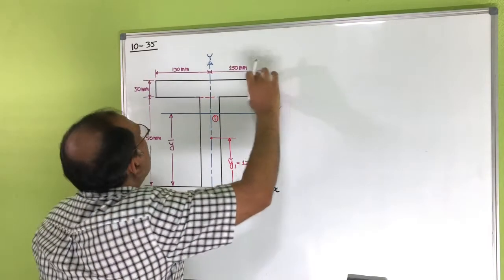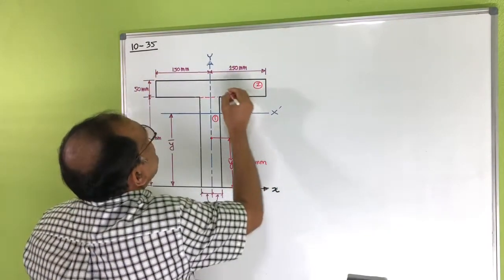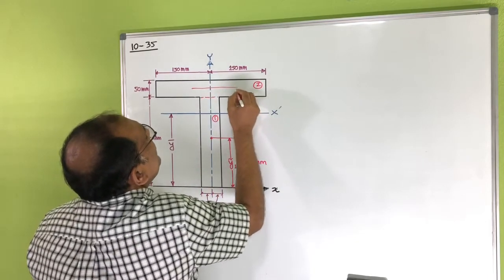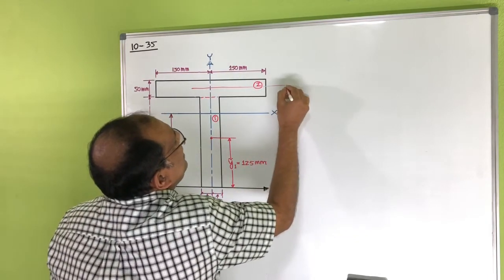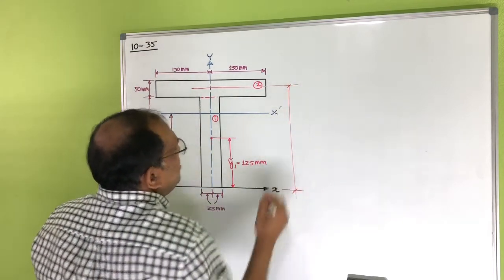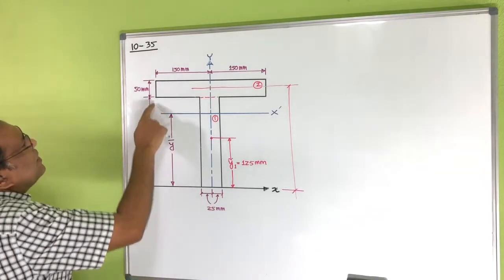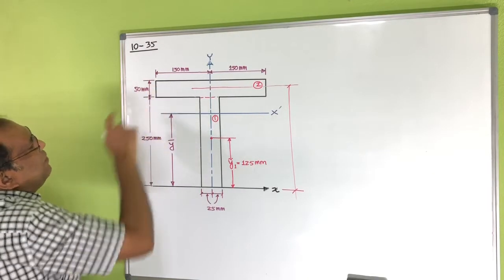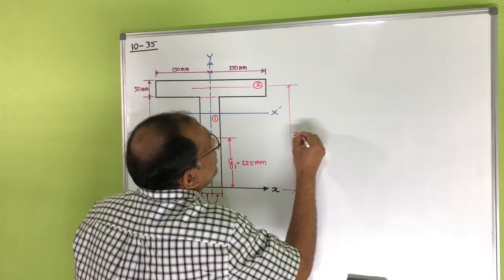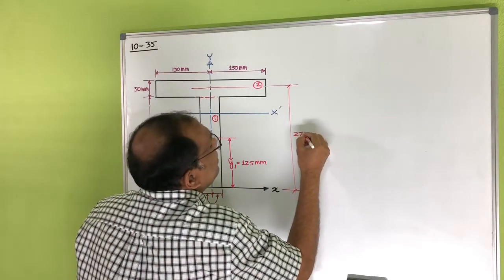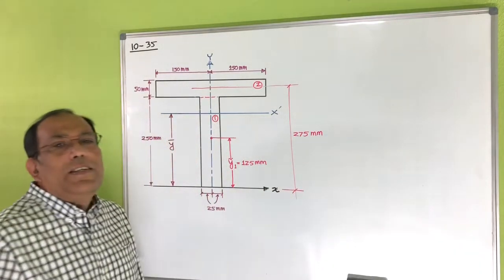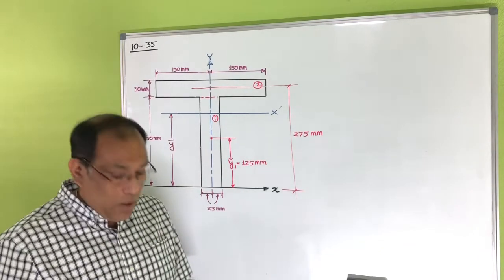Similarly, we can find the centroidal distance from the x-axis for component 2. So this is component 2 here, which is 50 millimeters. The centroidal axis would be somewhere here, and the distance from here to here, you can see, is 250 plus 25, so 275 millimeters.